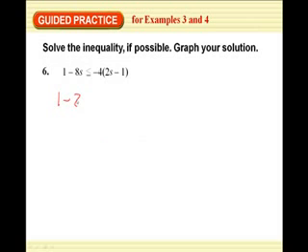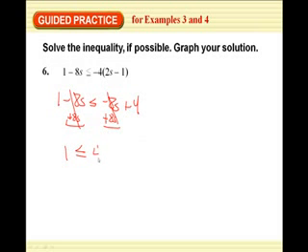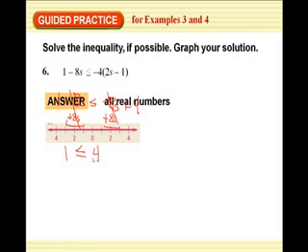So 1 minus 8s is less than or equal to negative 8s plus 4. Add 8s, add 8s. Those cancel out. 1 is less than or equal to 4. Yes, it is. So that one is possible, and it's all the numbers.